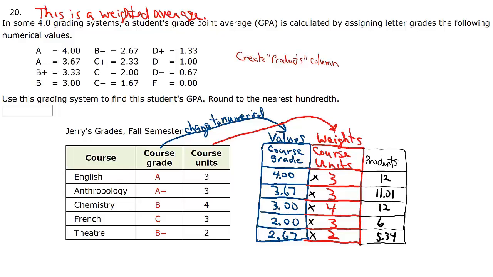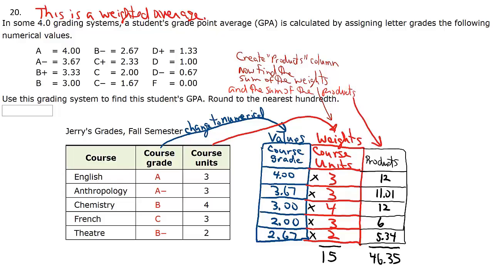Then you want to get the sum of those last two columns. It really doesn't matter what order you do them in, but let's just go ahead and do the weights column first. 3 plus 3 plus 4 plus 3 plus 2 is 15. We also need the sum of the products column. If you add those up, you'll find out that's 46.35.